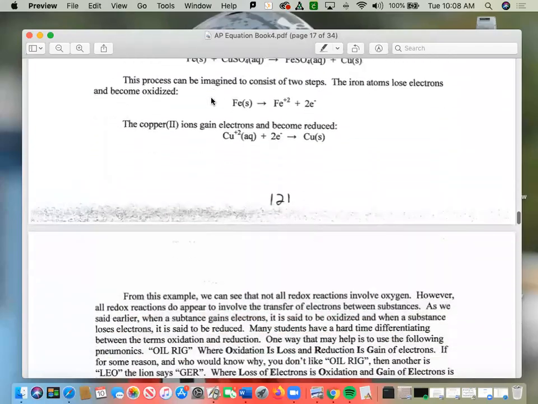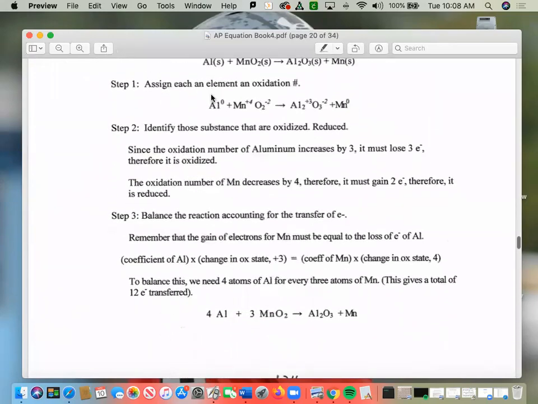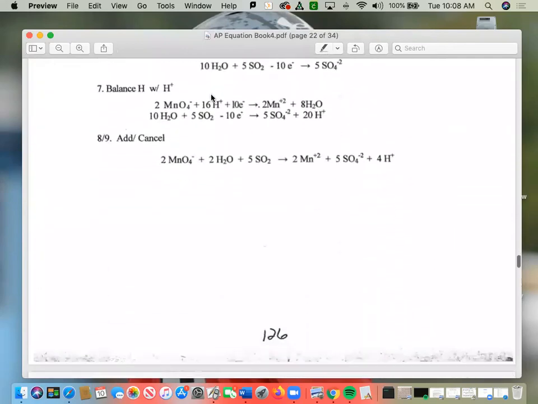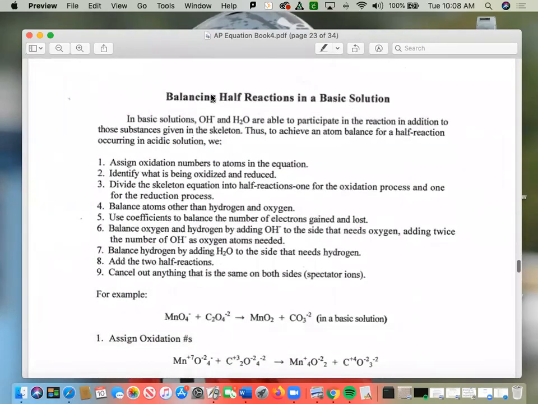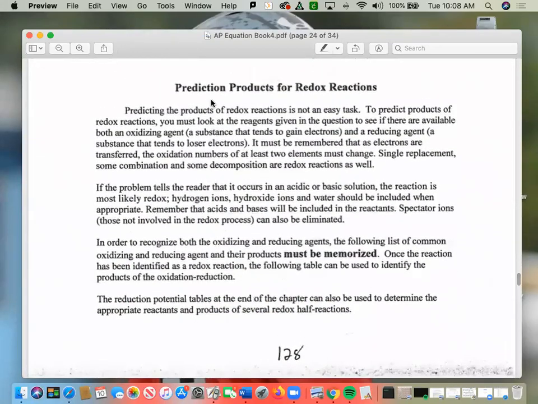And we've already gone through balancing redox reactions. So we are through page 122, 123, 124, 125, 126, 127. There we are. So we are all the way to page 128 in that book. So I want to start on page 128, and I want to figure out for us, how do we determine the products of a redox reaction?